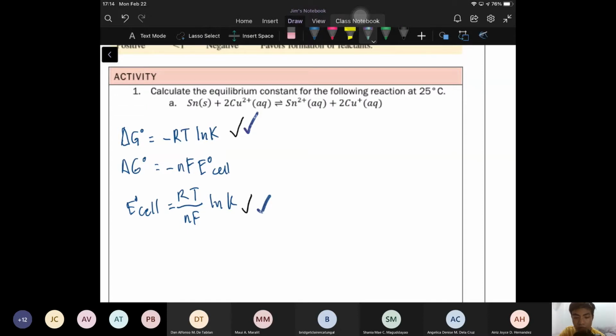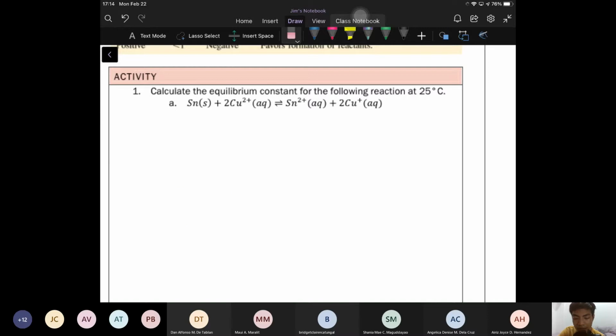Pero, ano yung problema natin? May binigay ba sa ating delta G? Wala. So, walang binigay na delta G sa atin. So, that means we can only use the bottom equation. Okay? So, we can only use this one. So, to solve for K, ano yung kailangan alamin? Yung E naught cell. Okay. So, let's solve for the E naught cell.